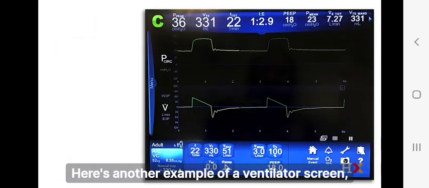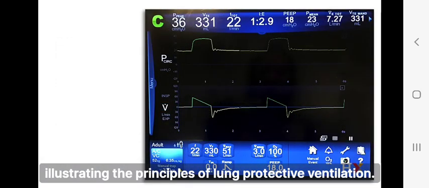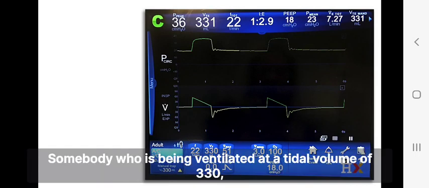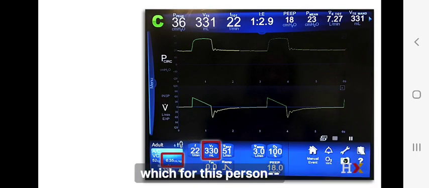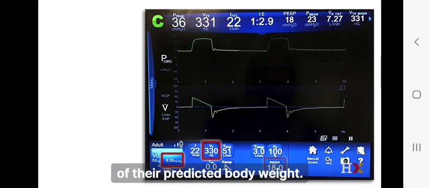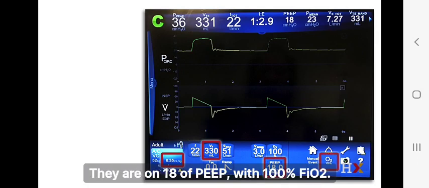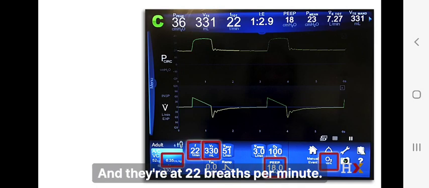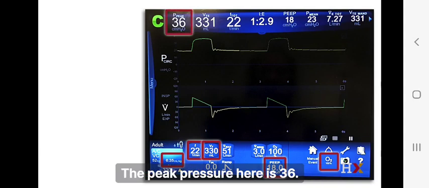Here's another example of a ventilator screen illustrating the principles of lung protective ventilation. Somebody who's being ventilated at a tidal volume of 330, which for this person, we can see at the bottom is 6.35 milliliters per kilogram of their predicted body weight. They are on 18 of PEEP with 100% FiO2, and they're at 22 breaths per minute. The peak pressure here is 36.